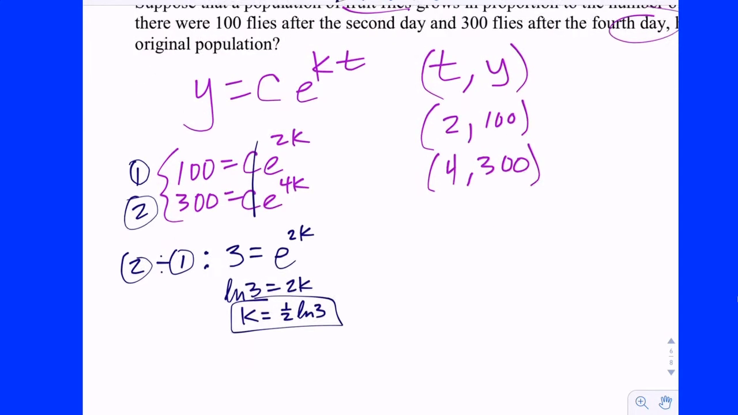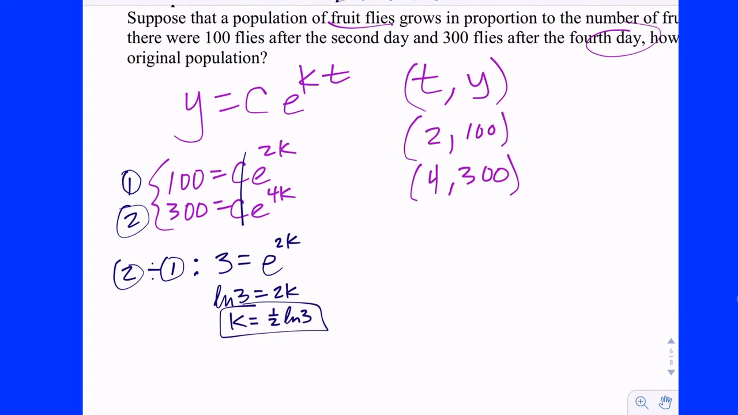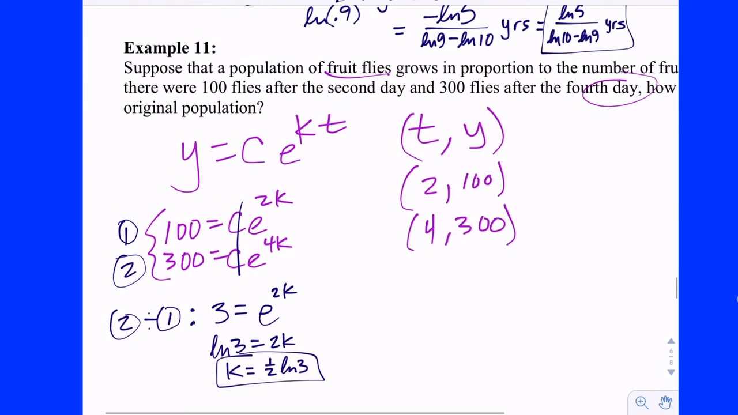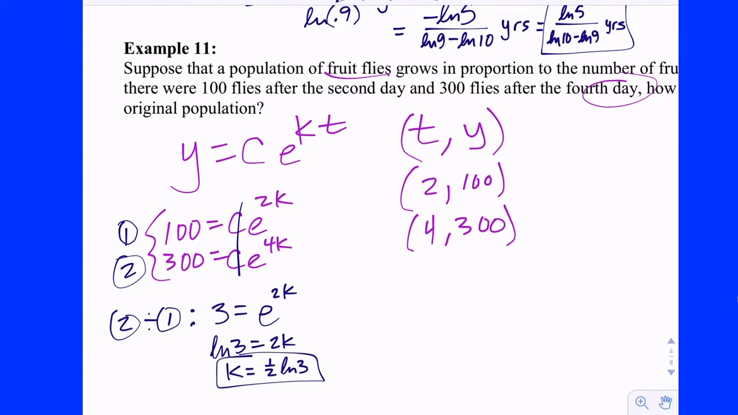Okay. Oh yeah. Is it obvious then what was happening here? We went from 100 to 300. It tripled, right? It tripled, and it went from the second day to the fourth day. That's in 2 days. So it tripled in 2 days. It holds up.